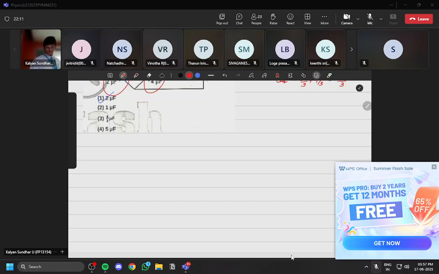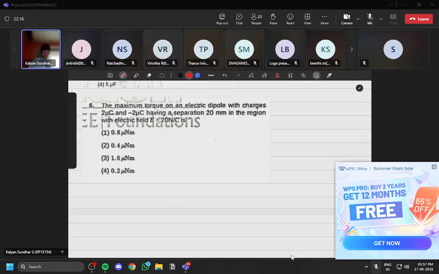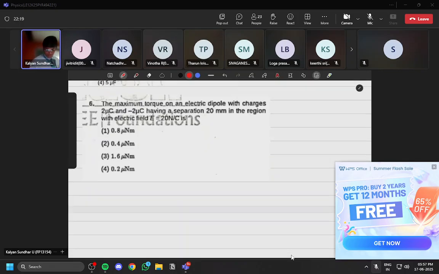Right. This question: maximum torque produced. So tau is equal to how much, they are asking. Correct. So how can we find out? Tau will be equal to P cross E. This is easy. For maximum torque, sin theta has to be 90 degrees, so that value is one. P is charge Q into the distance between them, 20 into 10 to the power minus 2, with 2 microcoulomb given. So 2 into 20 into 10 to the power minus 3. Electric field is 20. Correct? By calculating this, you will get the torque in micronewton metres.